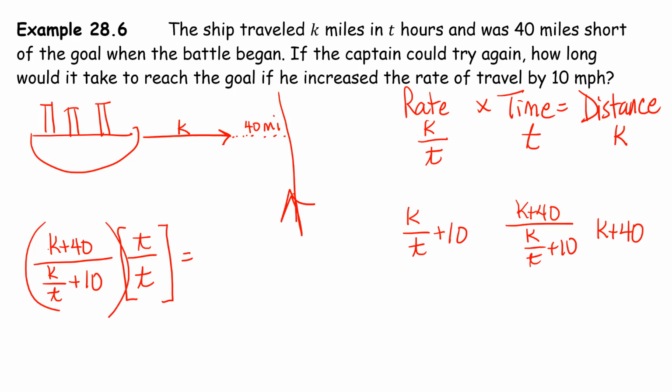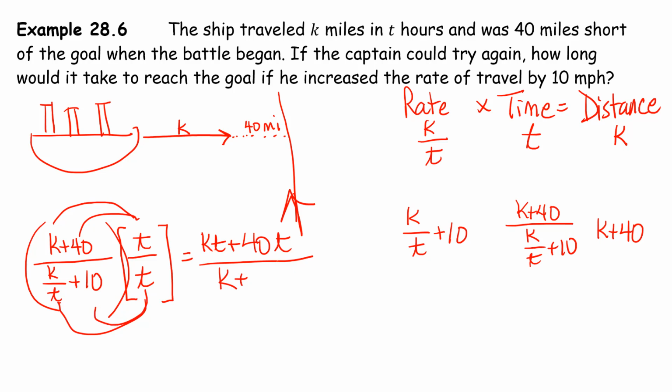All right, so numerator, going to do the distributive property. K times t is kt plus 40 times t is 40t. And then in the denominator, when you multiply t times k over t, the t is going to cancel and you just end up with k. And then you've got a plus sign. And then when you multiply t times 10, you're going to get 10t. So that would be the new time. That would be how long it would take, and that is hours.